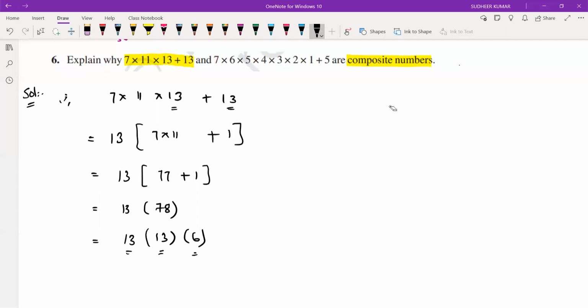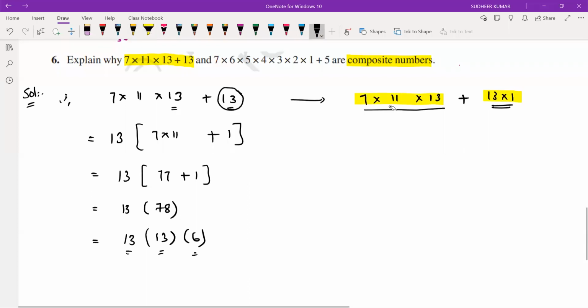Can you again explain this question, sir? Where did you not understand? Sir, here the plus 1, how did it come? I have written this as 7 times 11 times 13 plus this 13. I'm going to write it as 13 ones. This is one part, this is another part. From these two, what is the common factor? 13. So I have taken 13 common.